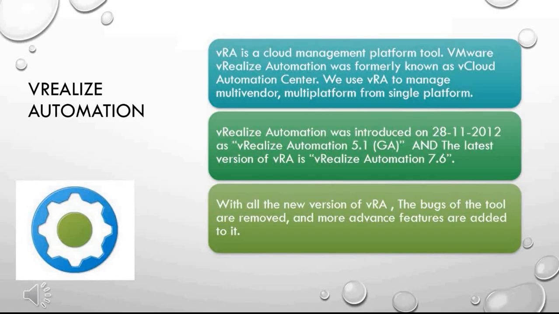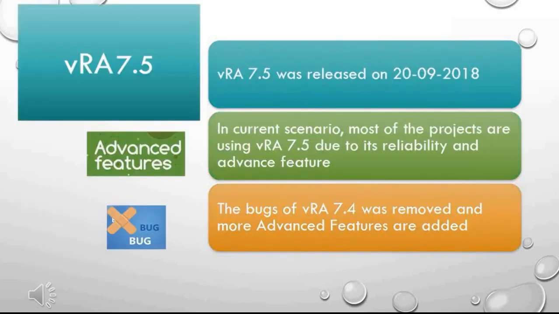VRA was introduced on 28 November 2012 as vRealize Automation 5.1 and the latest version of VRA is vRealize Automation 7.6. Now let's talk about VRA 7.5. VRA 7.5 was released on 20th November 2018. In the current scenario, most of the projects are using VRA 7.5 due to its reliability and advanced features.